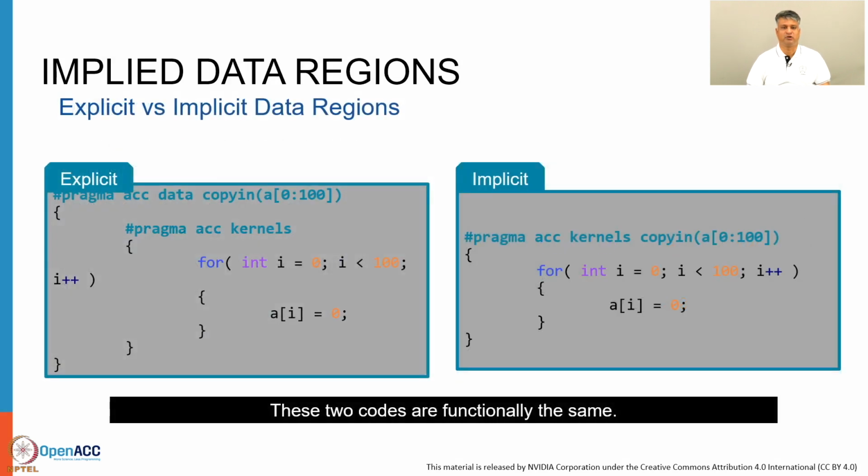So now let us figure out the difference between explicit and implicit data regions. If you look at these two codes, they are functionally essentially the same. The only difference is that in the left example, you're writing hash pragma acc data copyin, putting a data clause above the region, and then you're putting the kernels directive. Whereas in the implicit version, you're putting the acc kernels and the copyin data clause together.